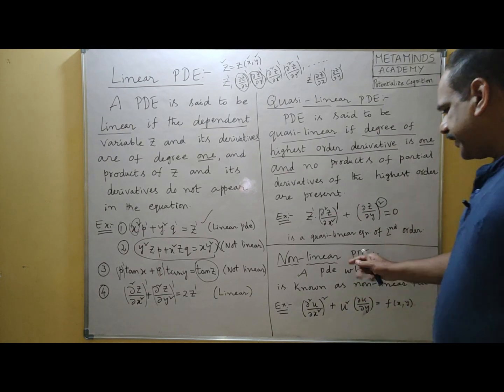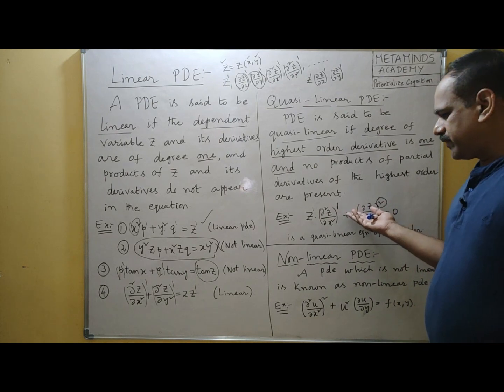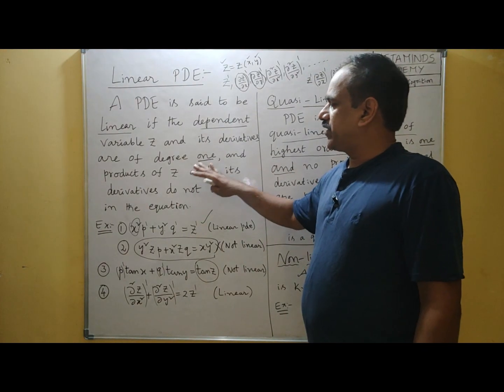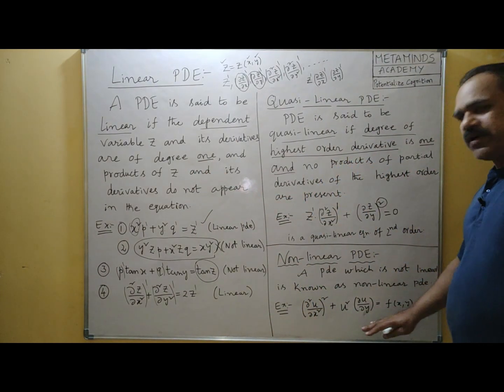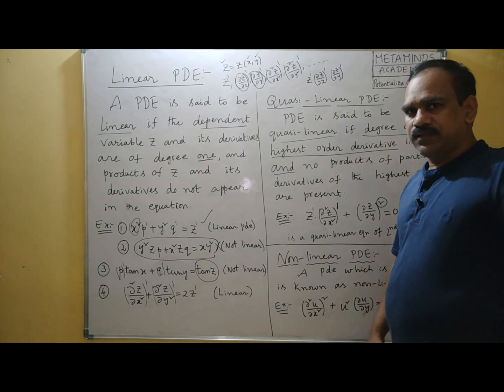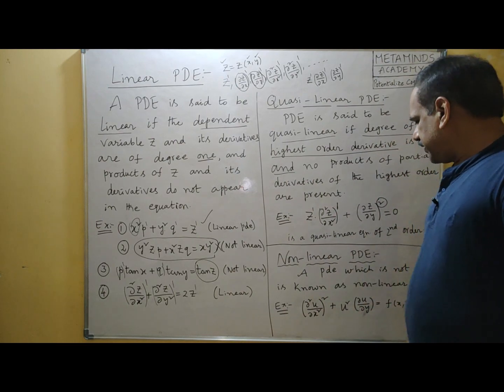Then, what is a non-linear partial differential equation? Even this is also a non-linear partial differential equation, non-linear PDE. Any differential equation which is not linear is called a non-linear partial differential equation. Even quasi-linear is also non-linear, right? Because it is not linear, it is non-linear.